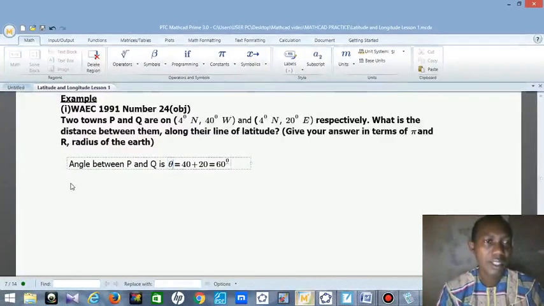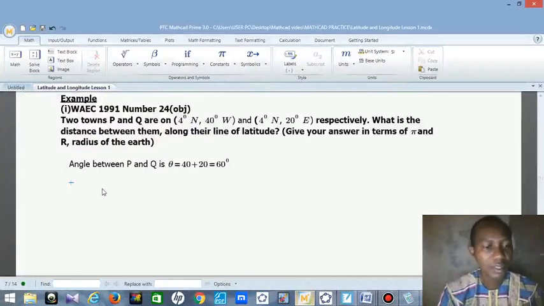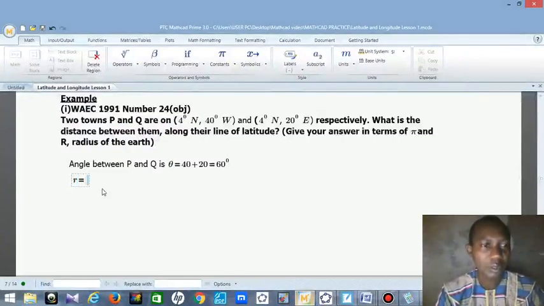Then you get that. Then the next thing we need is the small r, the radius of the parallel of latitude, which is small letter r, will be equal to, we said, capital R cos alpha.